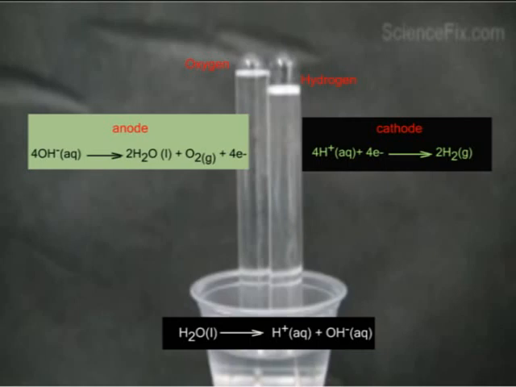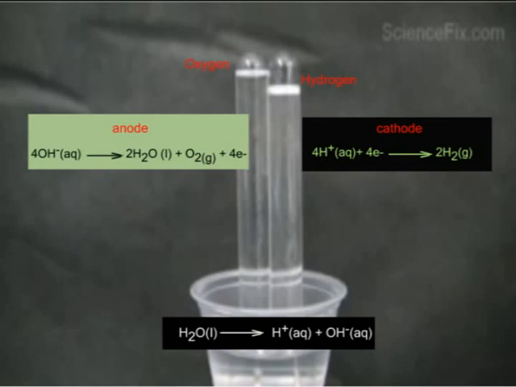4 electrons are lost at the anode to make 1 mole of oxygen gas, if you look at that equation. And the same 4 electrons are gained at the cathode to produce 2 moles of hydrogen gas. And this is why the hydrogen gas is more than the oxygen gas. So actually, at each and every point, the hydrogen gas is twice the volume of the oxygen gas.